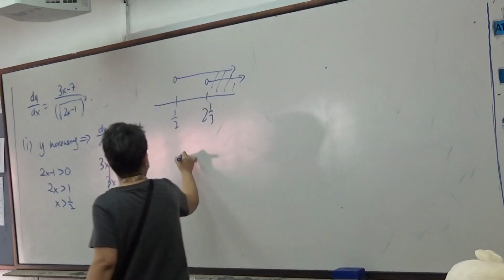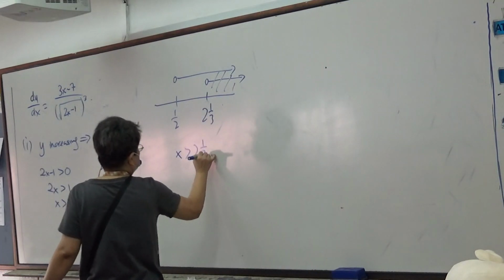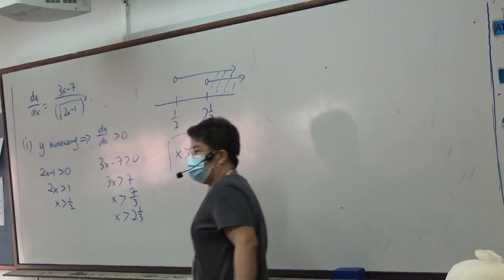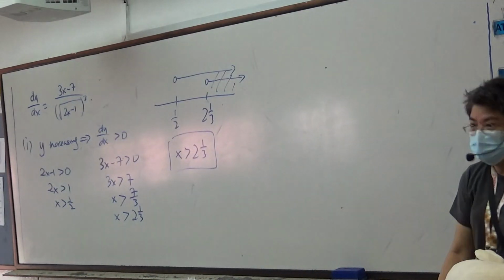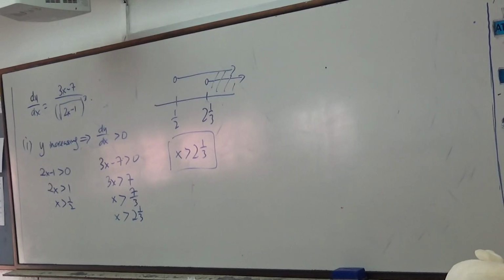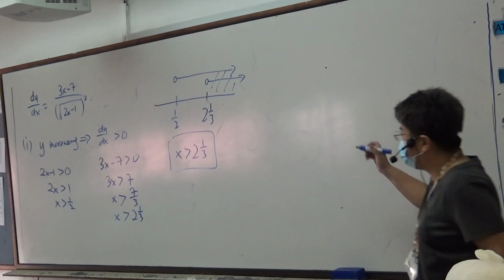So x must be what? Bigger than 2 1/3 for it to be increasing. Bigger than half is still no use. It must be bigger than 2 1/3. Agree, class? Do you follow, class? Can you see what I'm talking about? That's why I said this is a difficult question. Okay? Now, part 2.